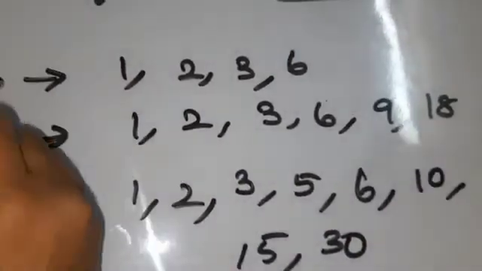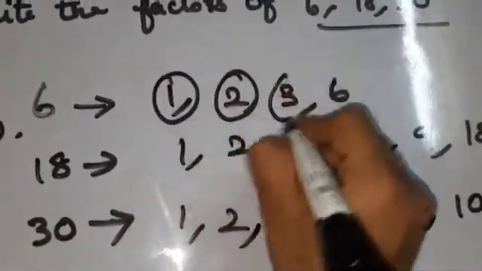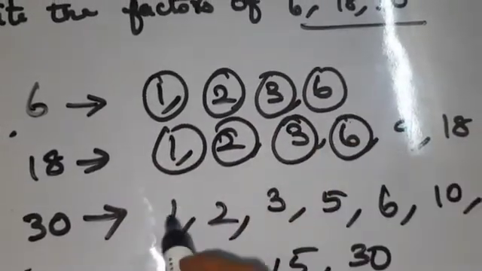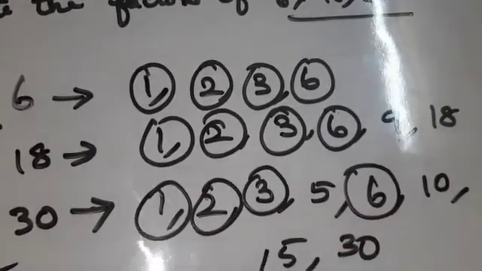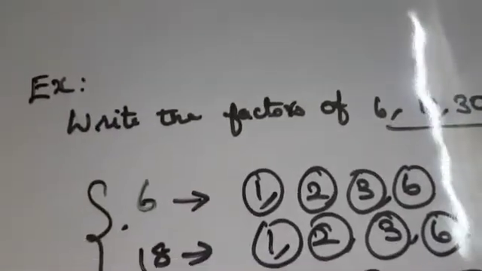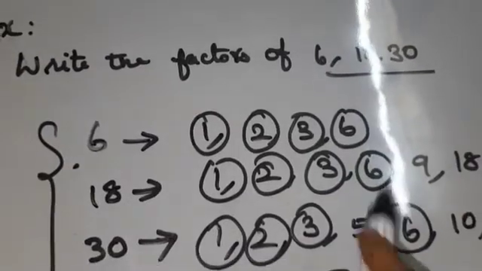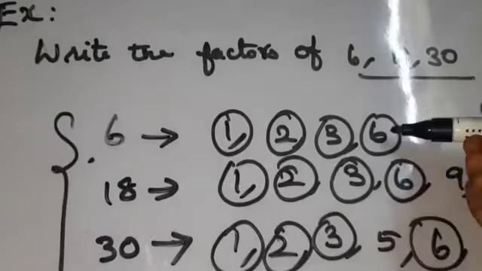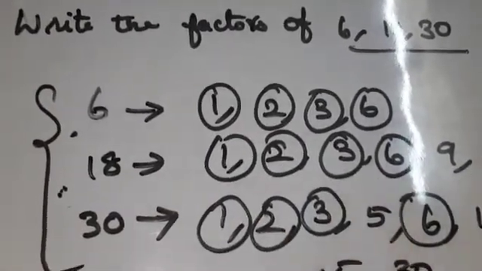Here for the given three numbers, 1, 2, 3, 6 are the common factors of all the three numbers. Such kind of numbers are called the common factors. If two numbers are given and they ask you to find the common factors, first you have to write the factors of each number. Then compare the given numbers and circle the common factors among them.